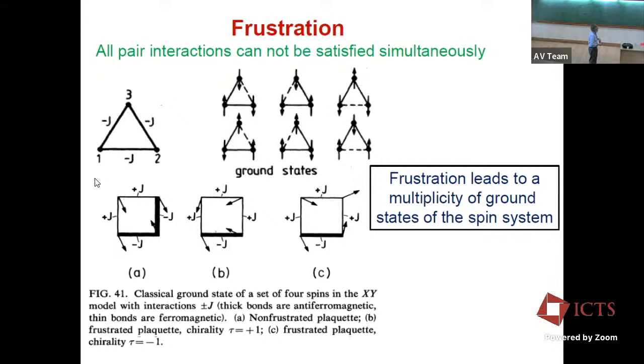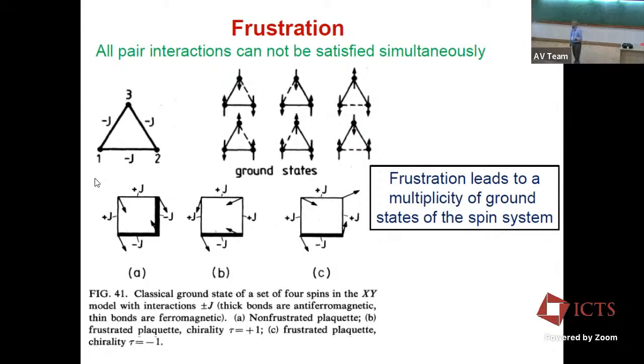Here, three positive and one negative. And then you just construct a way of finding some kind of ground state. You start with some spin, which is, let's say, pointing up. Then plus J basically means this should be up, this should be up. Similarly, this also should be up, but then this bond will not be satisfied.